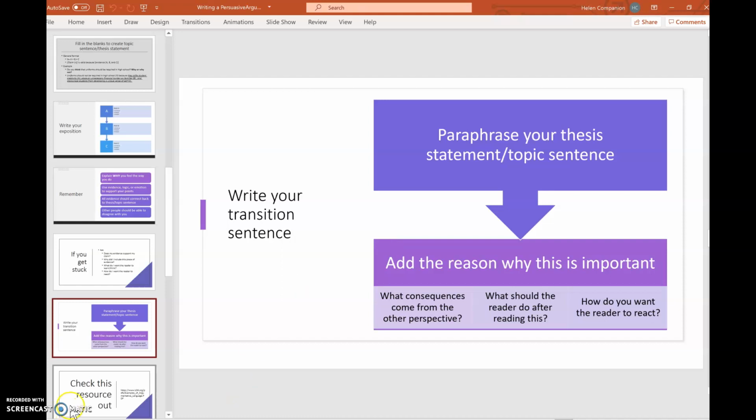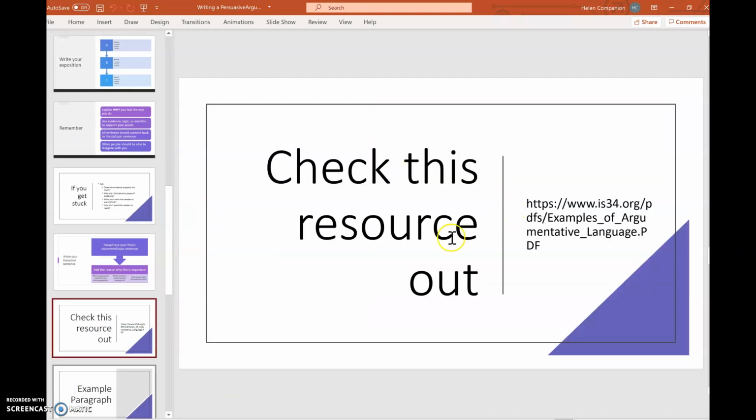And then finally, there's a really good resource here about examples of argumentative language and how to write these types of paragraphs. So you might want to check this out. And I'm going to stop this video here, and then I'll do the example paragraph. So I'll see you guys in a couple seconds.